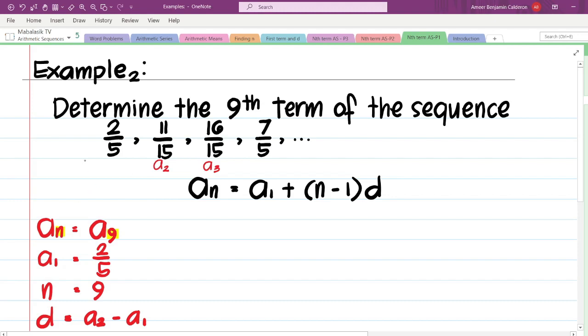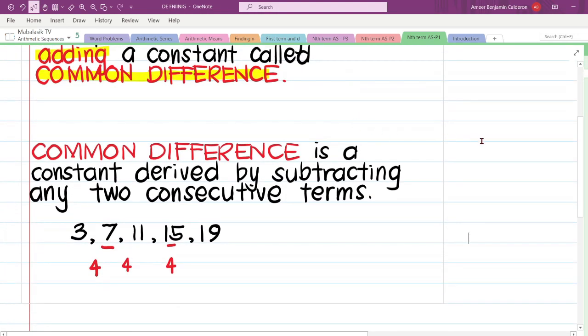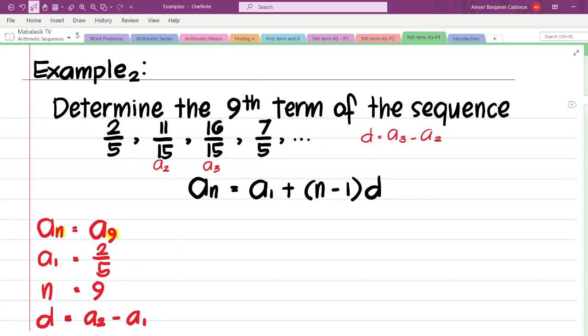Instead of taking a sub 2 minus a sub 1, we take a sub 3 minus a sub 2. I'll write it here. So d is equal to a sub 3 minus a sub 2. Can that be? Yes, because according to our definition, it is the constant derived by subtracting any two consecutive terms. So for as long as the terms are consecutive, we can take the difference of those terms and still get the same common difference.